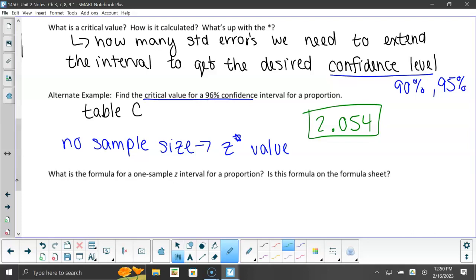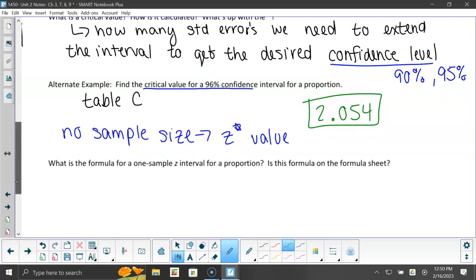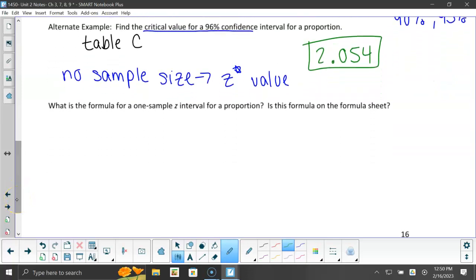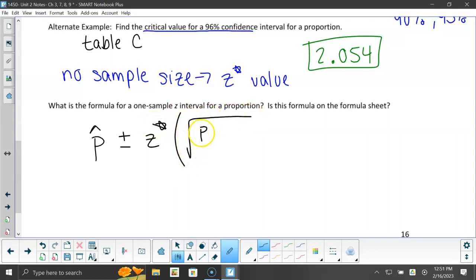So for the most part, yes. All right, so what is the formula for a one sample Z interval? This looks really horrifically complicated, and I'm going to write it out, but it's on your blue sheet. It's one sample, meaning you're just comparing one thing. So it's p hat plus or minus z star, which is the critical value, times your standard error.